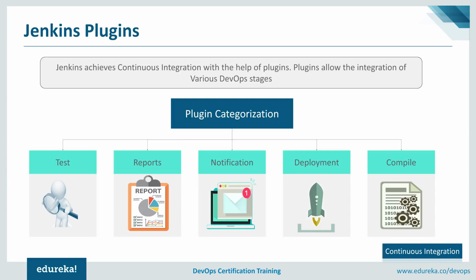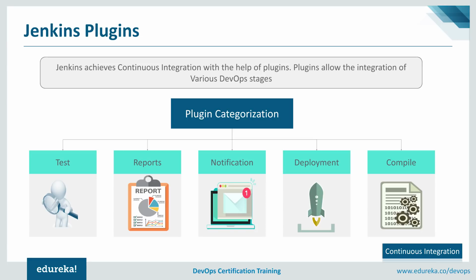Well, plugins basically allow the integration of various DevOps stages like continuous development, continuous testing, continuous integration itself, continuous deployment, and continuous monitoring. So, as is evident, integration is the heart of the complete DevOps cycle. All these stages of DevOps integrate through Jenkins. As I just mentioned about plugins, Jenkins achieves continuous integration with the help of plugins.